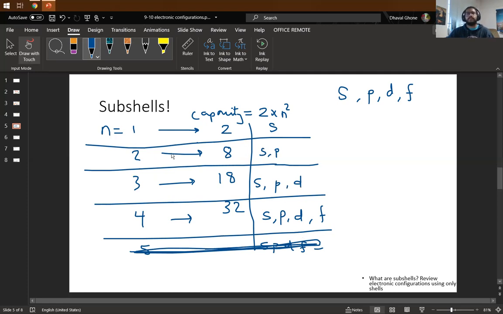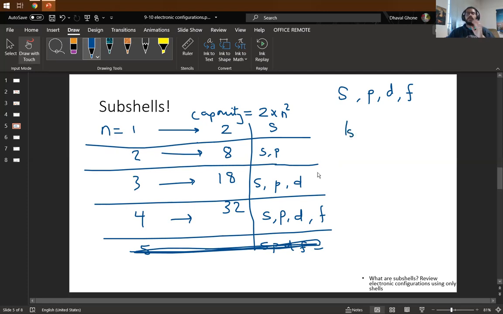Every shell contains the S subshell, and then starting from shell number 2, they all have the P subshell, and starting from shell number 3, they have the D subshell, and then shell number 4 has the F subshell. Okay. And the way you would address them is, if I want to talk about the S subshell in shell number 1, I would call it 1s.